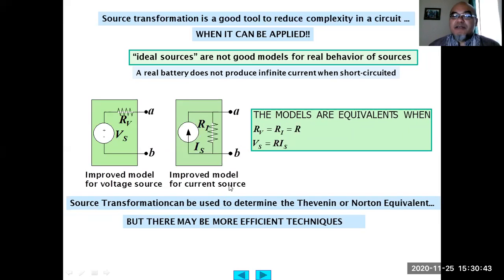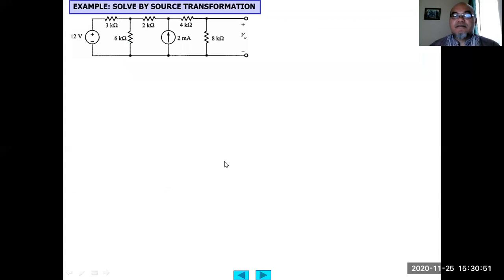Source transformation can be used to determine the Thevenin or Norton equivalent, although there may be some more efficient techniques to transform the source. Here, as an example, we have a circuit containing one independent voltage source, 12 volt, and another one, an independent current source, 2 milliampere. There are some resistors there.